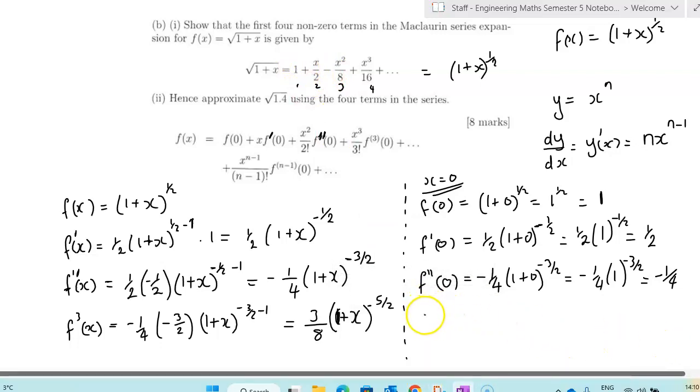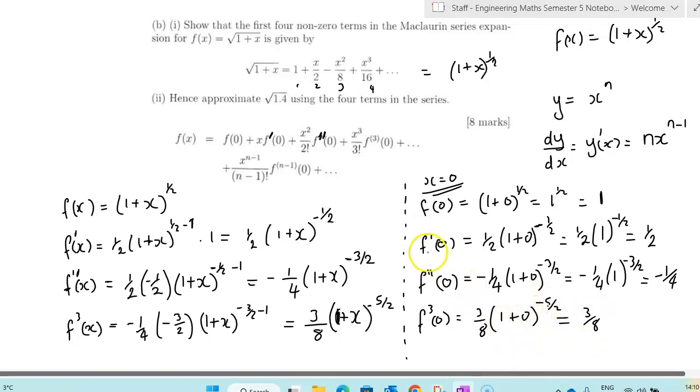The next thing is we do f3, the third derivative of x when x is equal to 0, which will give us 3 over 8 on 1 plus nothing to the power of minus 5 over 2, which will give us 3 over 8 on 1 plus 1 to the minus 5 over 2, which is just 3 over 8.